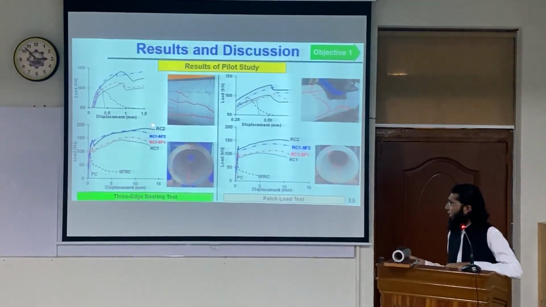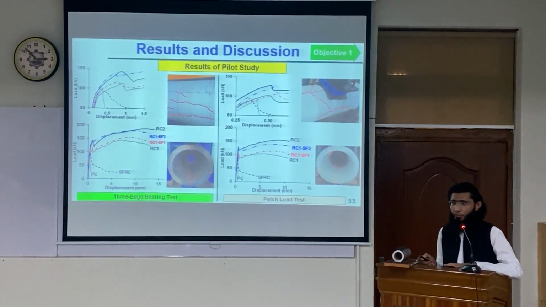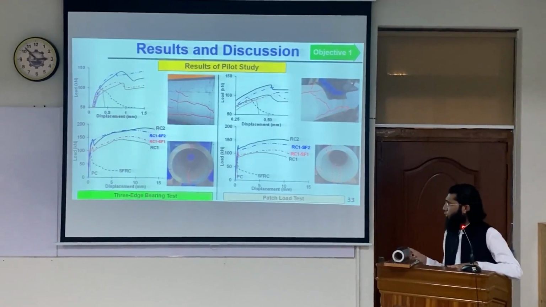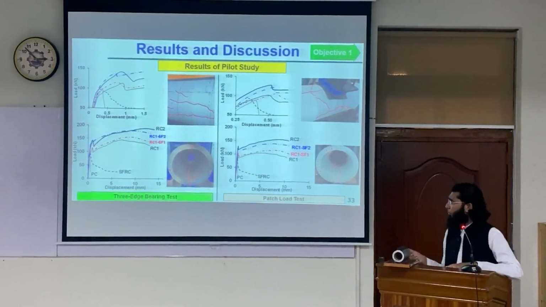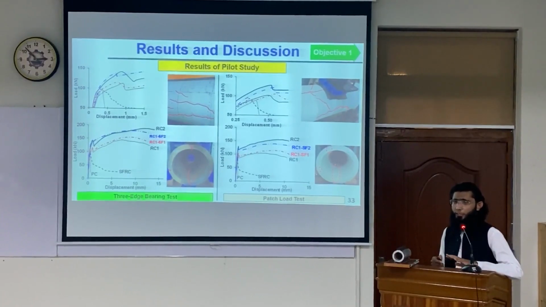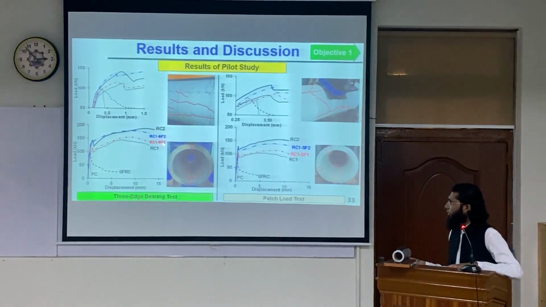And RC1 and RC2 were the conventional pipes. RC1 is a class 2 pipe, RC2 is a class 4 pipe. The RC2 pipe had higher load capacity compared to the RC1 pipe because of more reinforcement put into RC2. RC1 SF1 and RC1 SF2, these two pipes had conventional reinforcement equivalent to RC1, as well as fiber dosages of 20 kg per cubic meter and 40 kg per cubic meter.